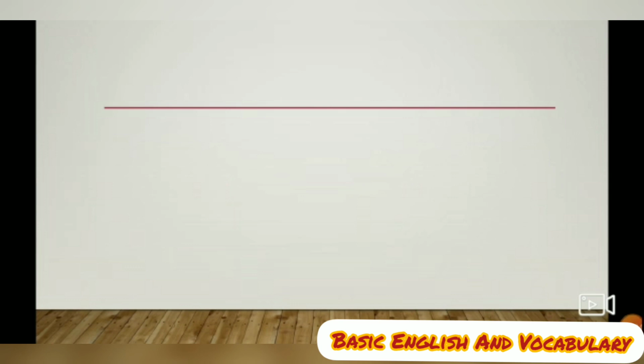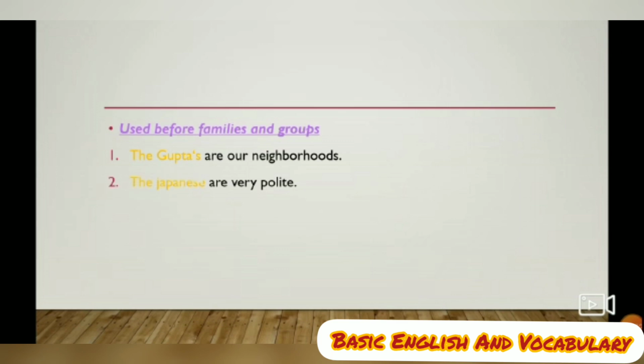And the next point is use before families and groups. We use the before families and groups. Groups mean every individual person. When we include every individual person in a group, it is called a group. Just take an example, if I am talking about the poor, it is a group of every individual poor. And similarly, if I talk about the rich. We can see the examples. The Guptas are our neighbors. Here the Guptas are a family. And the next example is the Japanese are very polite. Here the Japanese is a group of every individual Japanese person. So that's why we use the here.